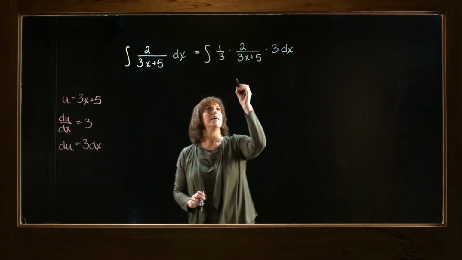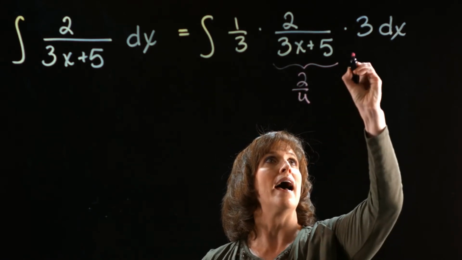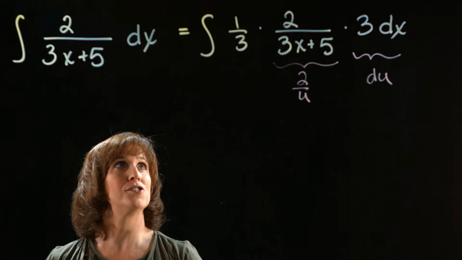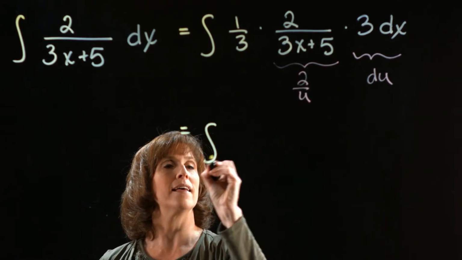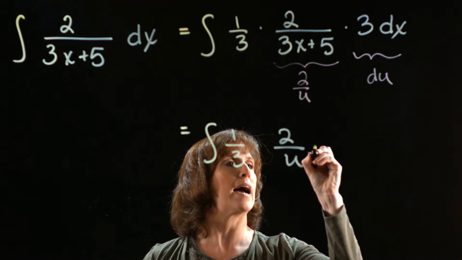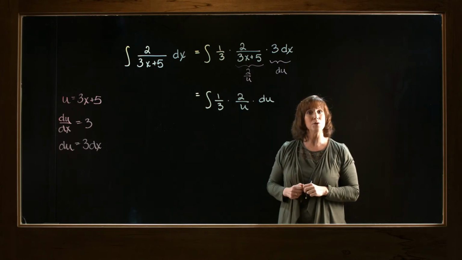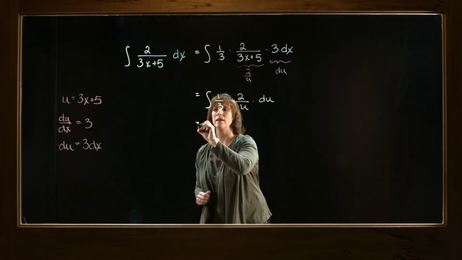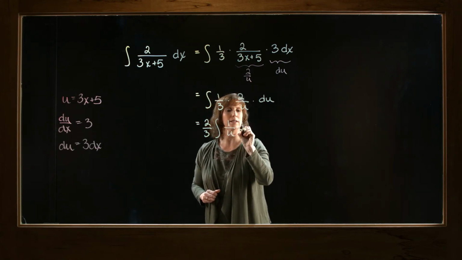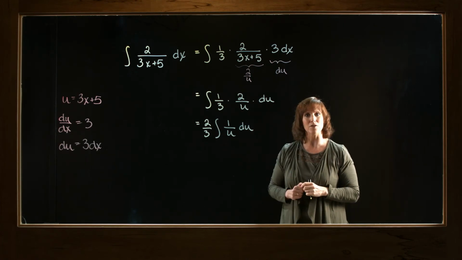Now I notice that this piece can be written as 2 divided by u, and this piece is my du. So my integral looks like the integral of 1/3 times 2 over u times du. Well, I have a constant of 2/3 that can be pulled out. And my integral becomes 1 over u du. Notice I've eliminated all the x's, so I should be able to integrate this.